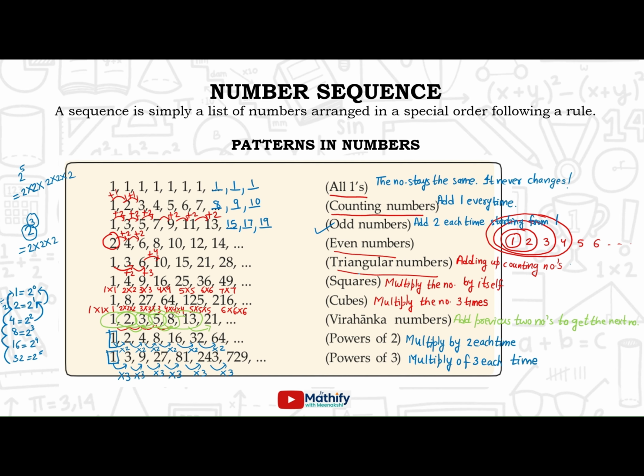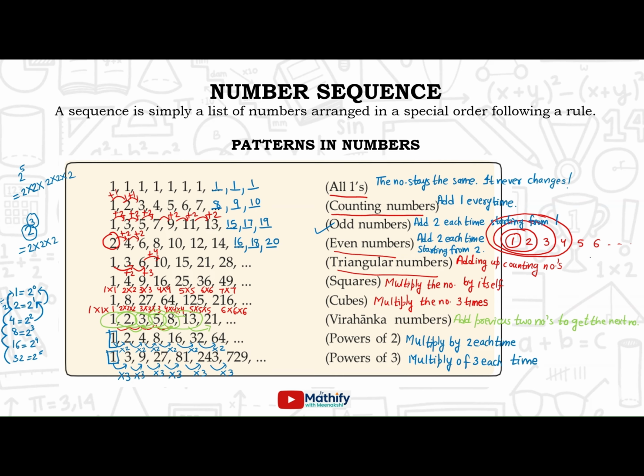Fourth is even numbers. Again, you will write add 2 each time. Or you can say add 2 to the previous number to get the next number. But again, here we are starting from 2. In this sequence, we are starting from 2. So I'm writing the rule for that only. So what will the next three numbers be? You will add 2 to 14, you will get 16. Then 16 plus 2, 18. And 18 plus 2, 20.